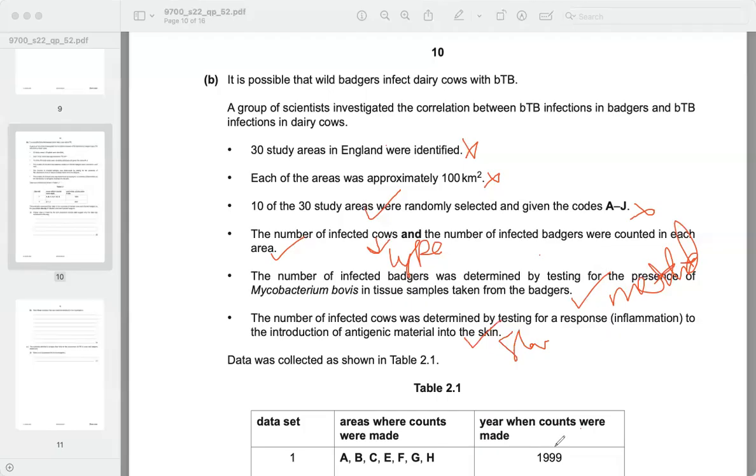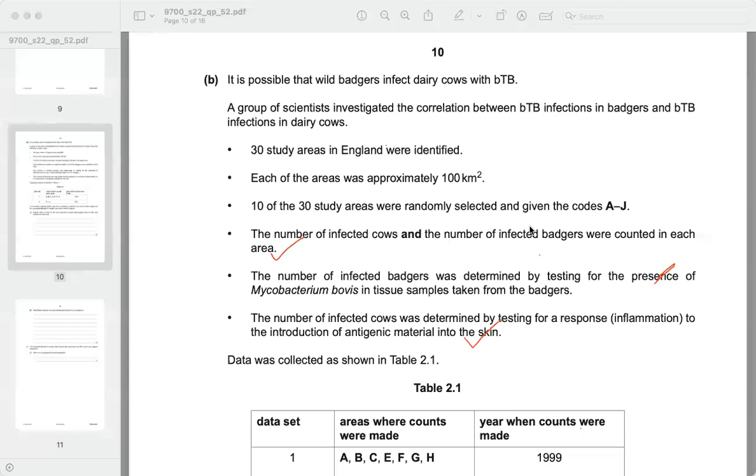But if we look at the table, the year is also not standardized. They have not mentioned anything about the year. They've not mentioned about the season. Maybe the season is the winter season where most of the badgers don't move outside. So when doing the testing, they're very inactive at this point of time, which might be one of the reasons. So any season or time of year has not been standardized. So we already have 4 points here.